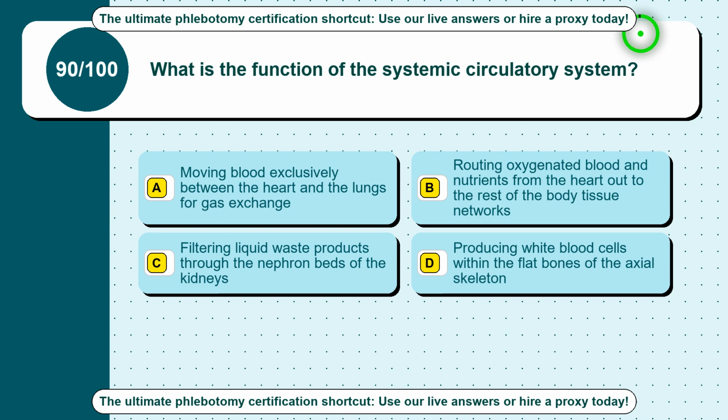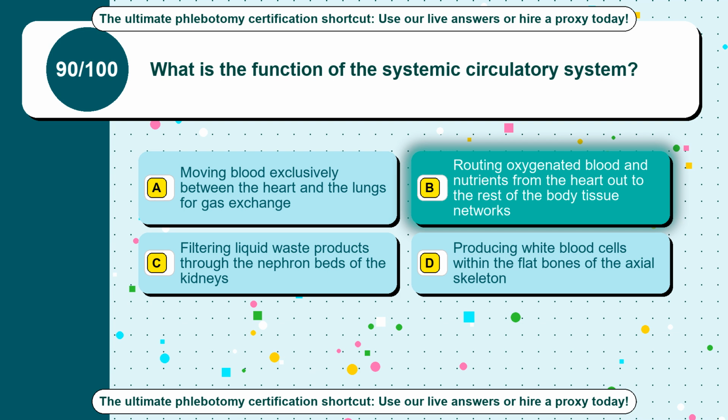Question 90. What is the function of the systemic circulatory system? Option A. Moving blood exclusively between the heart and the lungs for gas exchange. Option B. Routing oxygenated blood and nutrients from the heart out to the rest of the body tissue networks. Option C. Filtering liquid waste products through the nephron beds of the kidneys. Option D. Producing white blood cells within the flat bones of the axial skeleton. The correct answer is option B.